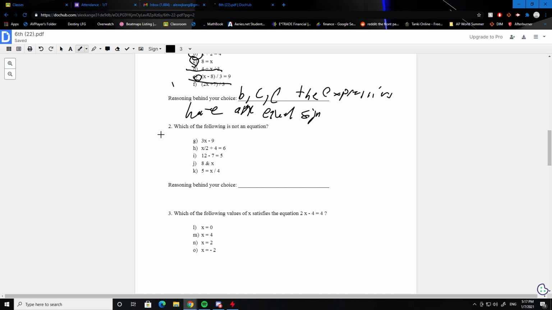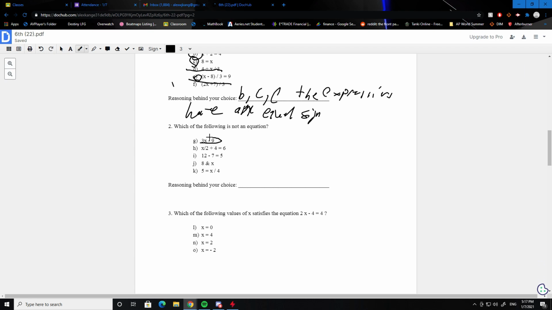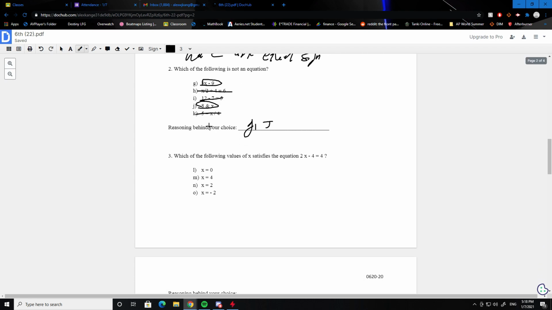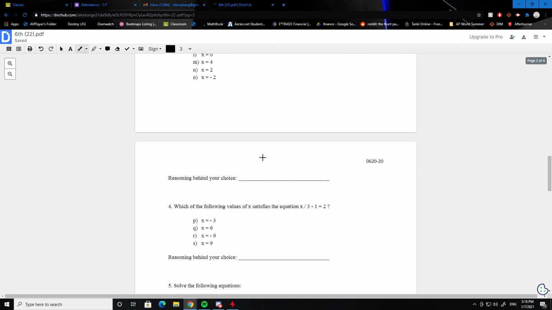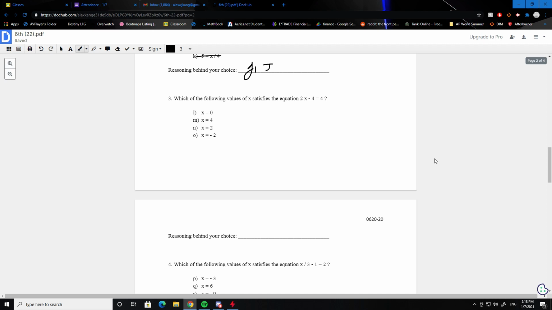Again here, which of the following is not an equation, so it's the opposite of right here. It would be this one, not this one, not this one, this one, not this one. So G and J because they don't have an equal sign, right? So just keep going, answer the question. Just think logically. You don't have to overcomplicate these questions too much. They shouldn't be too hard once you just think about it for a little bit.